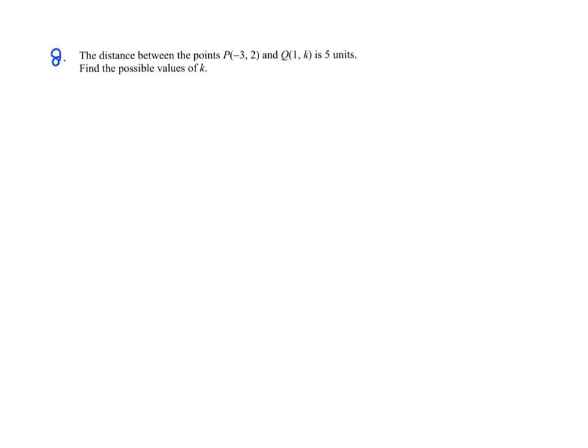Okay, question number 8. Now, question number 8 is something that we have done previously before. Given that the distance between 2 points is 5 units, find the possible values of k. So in this case, I'm going to find out the distance between these 2 points. If I want to find the distance, I'll need to use the Pythagoras theorem. So something square plus something square, square root, is equal to 5 units. This is what they gave us, right?